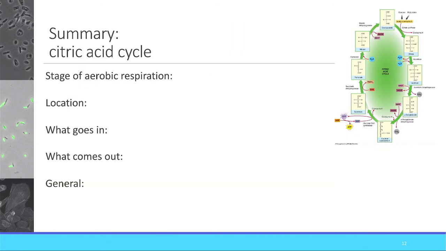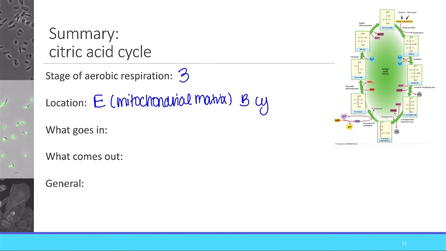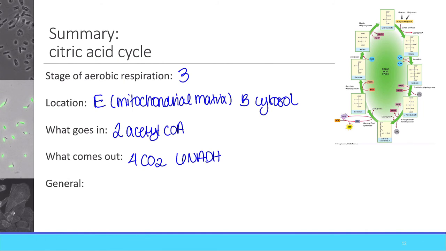Okay, so let's go ahead and summarize everything that we have said so far about the citric acid cycle. So this is the third stage of aerobic respiration. For eukaryotes, this is happening in the mitochondrial matrix. For bacteria, this is occurring in the cytosol. In terms of what goes in, we have 2 acetyl-CoA.